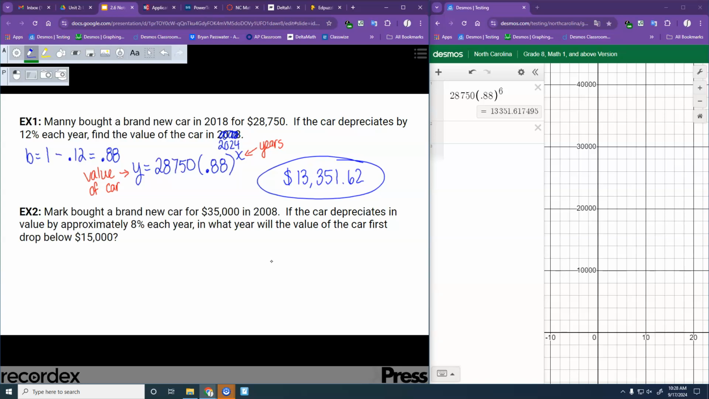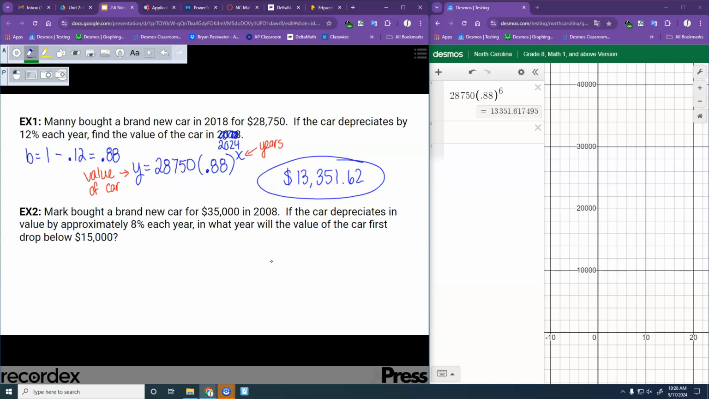All right, now number 2 is almost the same problem. Mark buys a brand new car for $35,000 in 2008. If the car depreciates in value approximately 8% each year, in what year will the value of the car first drop below $15,000?